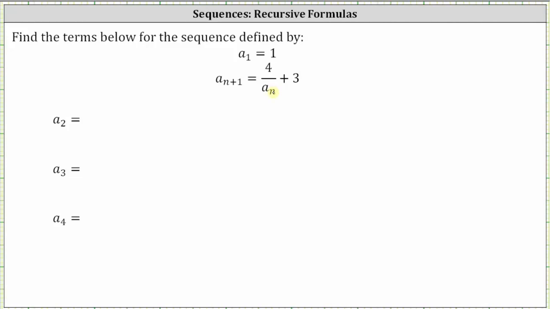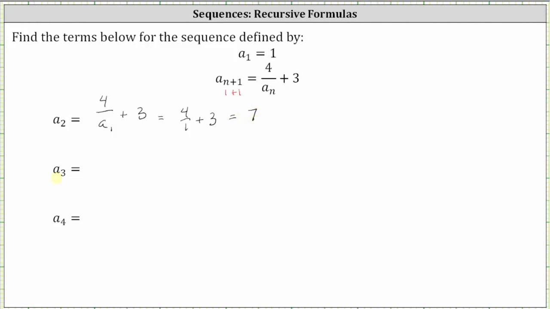Let's write the formula for a sub 2. Notice for a sub 2, since 1 plus 1 is equal to 2, n is equal to 1. And therefore a sub 2 is equal to 4 divided by a sub n, which is a sub 1, plus 3. Again, notice how a sub 1 is a term right before a sub 2. And we know a sub 1 is equal to 1. Performing substitution for a sub 1 gives us 4 divided by 1 plus 3, which is equal to 7. And now we know a sub 2 is equal to 7.